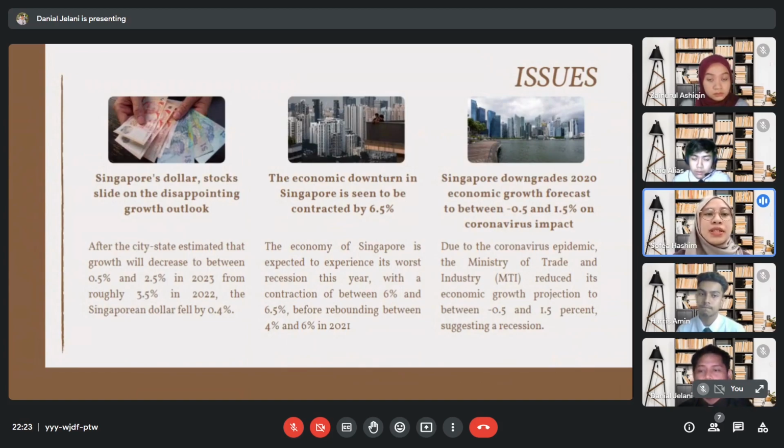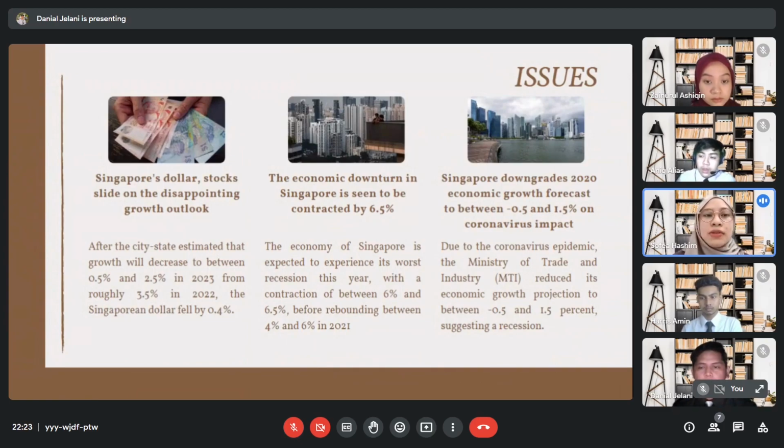Okay, the first issue is that the Singapore dollar slides on a disappointing growth outlook. Despite falling prices, the country expected a slowdown in economic growth next year. As Singapore forecasts 0.5% to 2.5% growth in 2023, decreased from 3.5% in 2022, the dollar fell by 0.4%. But despite a rising recession risk, we may also expect the MAS to tighten monetary policy again in April 2023 to reduce core inflation pressures in the tight labor market.